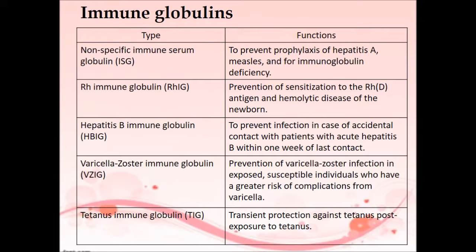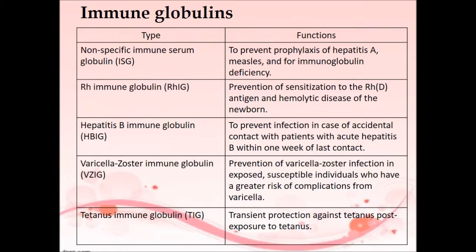It is used for prophylaxis of hepatitis A and measles, and also for immunoglobulin deficiency. Second is Rh immune globulin. It is used for prevention of sensitization to the RhD antigen and also hemolytic disease of the newborn. Third is hepatitis B immune globulin. It is used to prevent infection in case of accidental contact with a patient with acute hepatitis B, within 1 week of last contact.